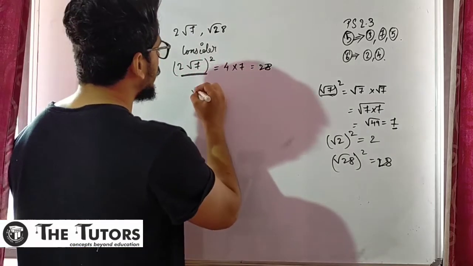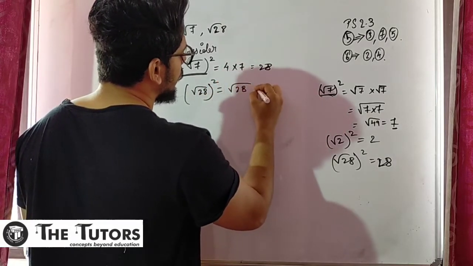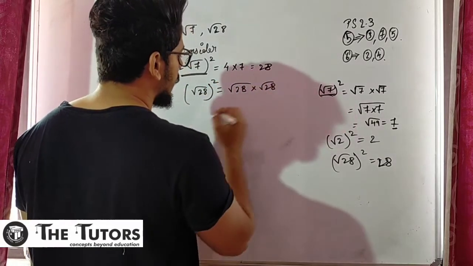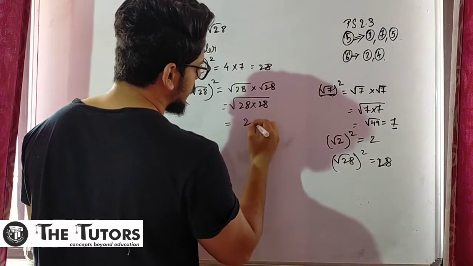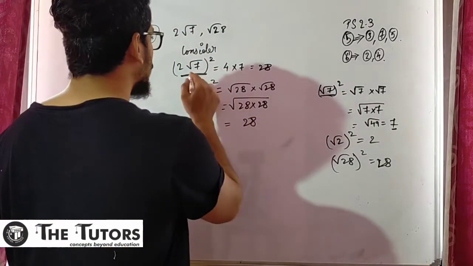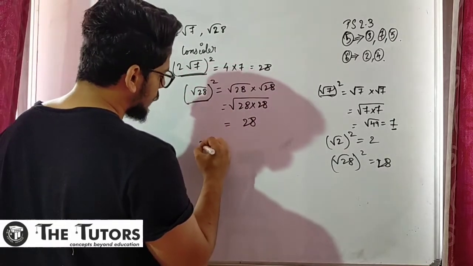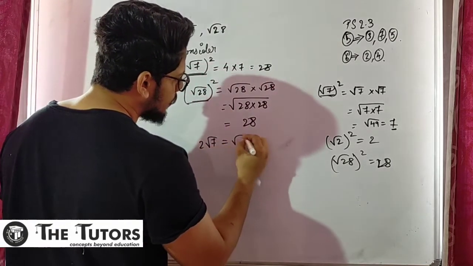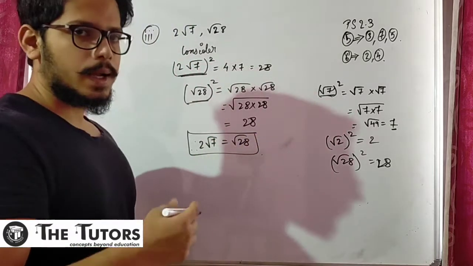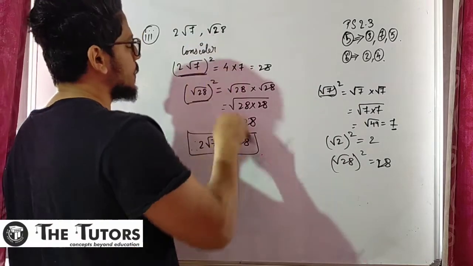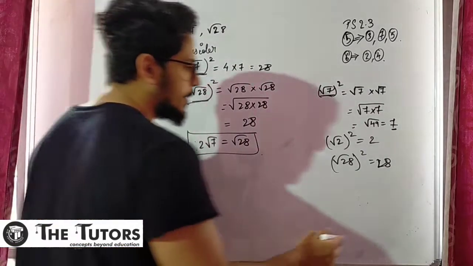Now root of 28, the whole square, is how much? Root of 28 into root of 28, which implies root of 28 into 28, which is nothing but just 28. So you see, while squaring this number you get 28, and while squaring this number you get 28, which implies 2 root 7 is equal to root 28, which is what we have to do in this exercise. Compare the following surds: which two surds are equal, and which one is bigger or smaller than the other. We will move on to the next sum.